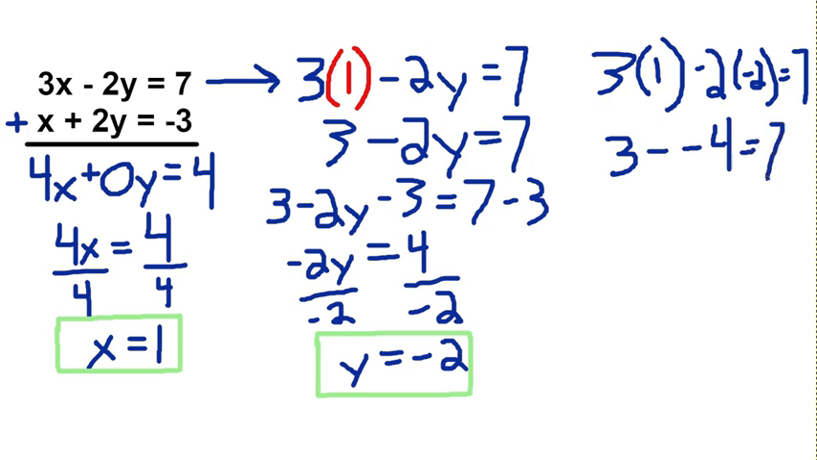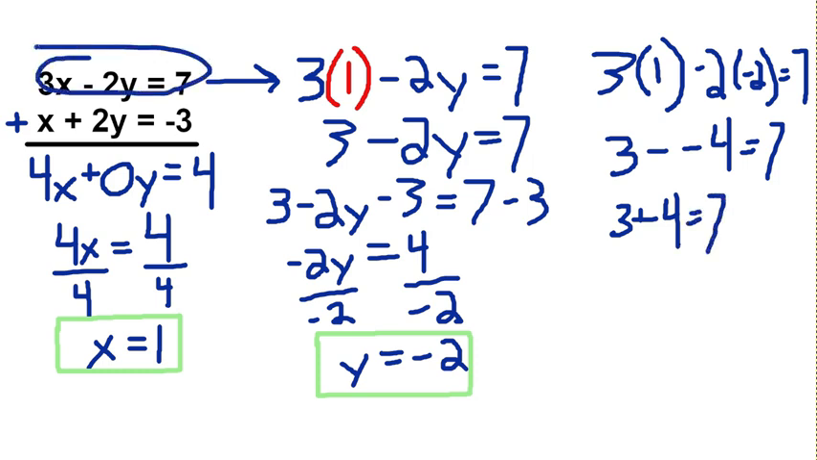Like I said in my last one, I like to think of minus minus as a plus. It's just as if you turned this one on its side and made it minus minus, so it makes a plus. So 3 minus negative 4 is the same as 3 plus 4 equals 7. That is correct. So that one works out. Yay.